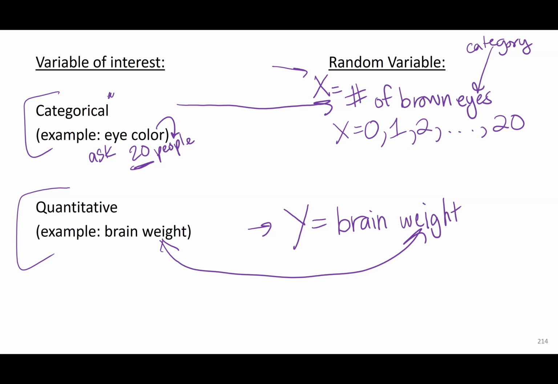For categorical, you're going to pick a category. So if it's eye color, number of brown eyes in your sample. And the idea is if I ask 20 people, the number of people out of those 20 that have brown eyes will change every single time I take a new sample of 20 people. That's why it's considered random, because it changes every time. Same with here, the brain weights of people will change every single time I take a new random sample of 50 people.